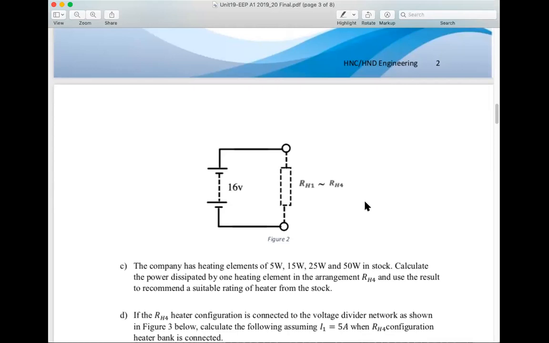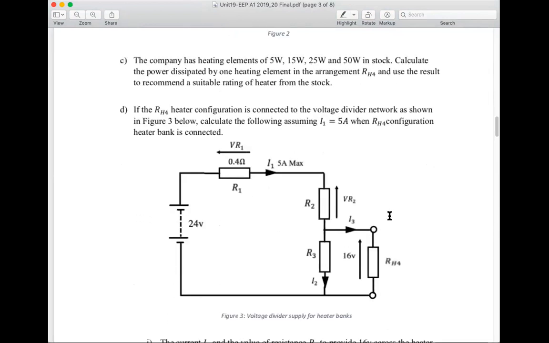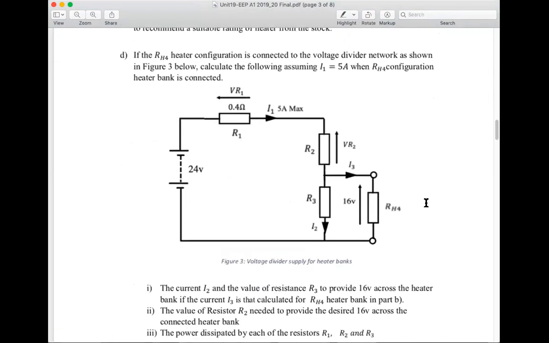It says calculate it for configuration RH4 because that's the one that's in parallel. And therefore, that's the one that will have the highest overall power. Yeah. Okay. No, I just wanted to make sure it was for 1 resistor. Okay. Everyone else all right with that? Yeah. Part D. I'm okay. The D.